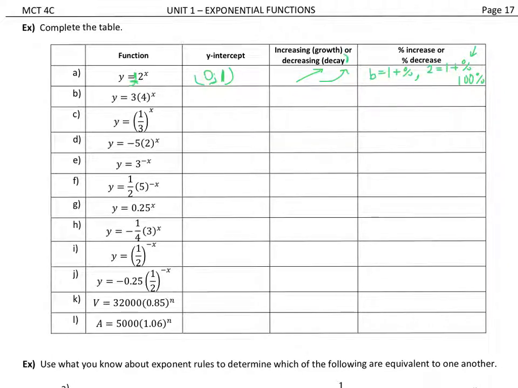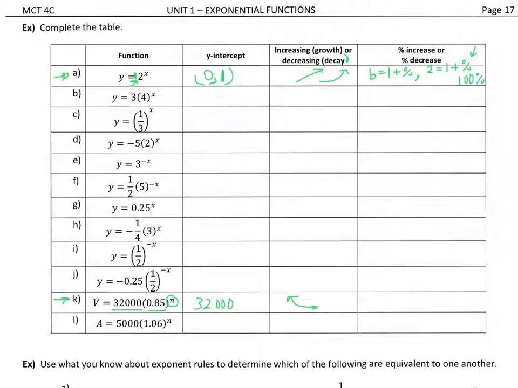I'm going to slide down to example K. I'm going to do that one with you as well, and then you can do the rest on your own. The initial value is right here. It's 32,000. So we could be talking about the value of a vehicle, $32,000. The base, my exponent, is a positive value. My base is between 0 and 1, so this is a decreasing graph.